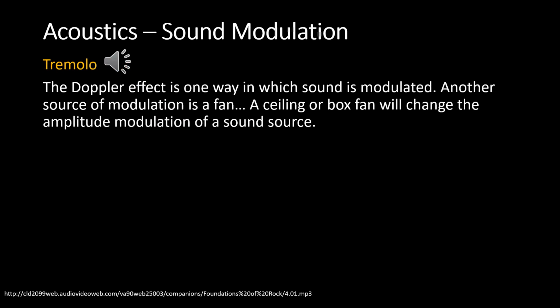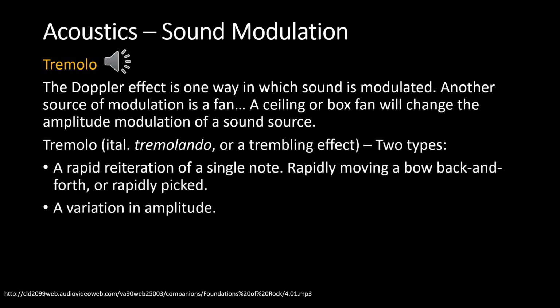The next thing we'll talk about, and this thing and the next thing are both related to musical performances. The Doppler effect is one way in which sound is modulated, and that is basically just the sound dropping in pitch as the vehicle travels away from us. Another source of modulation is a fan. And if you think of a ceiling or a box fan and you talk or hum into it, you will notice the amplitude of that sound as it reflects off the blades changes in relation to when the blade is closer or farther away from you as the fan spins quickly.